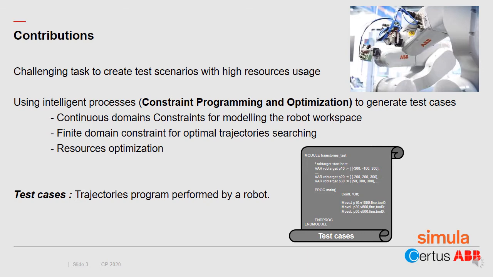RobTest is an intelligent process using constraint programming and optimization in order to generate test cases. A test case is a test program performed by a robot. So you have an example of test cases on the screen in which you have several motion instructions.